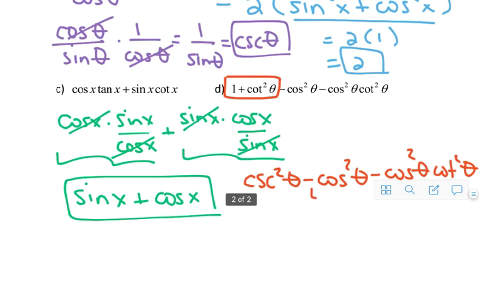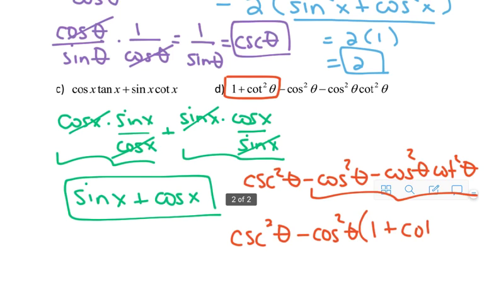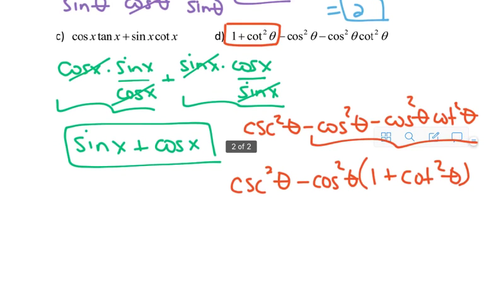The next thing I noticed was that these two terms had a greatest common factor, and that greatest common factor was negative cosine squared. So I factored that out. Remember, factor means divide. So when you divide each of those terms by a negative, they become a positive. Well, wait a second. 1 plus cotangent squared, we just did that a second ago. We just said it was the same as cosecant squared.